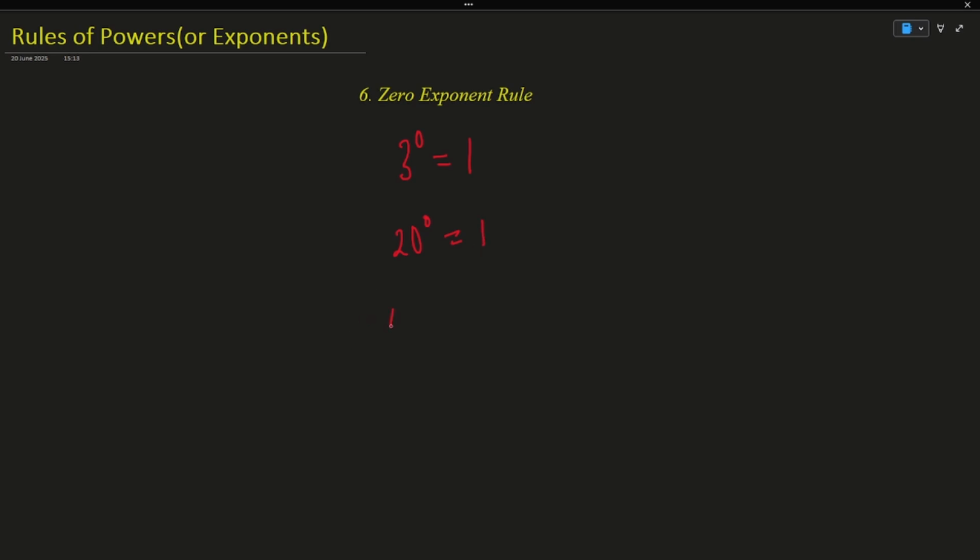If you have 450 raised to the power 0, our answer, you can guess, is 1. So anything raised to the power of 0, our answer is always 1. And there you have it, a clean and simple breakdown of power rules.